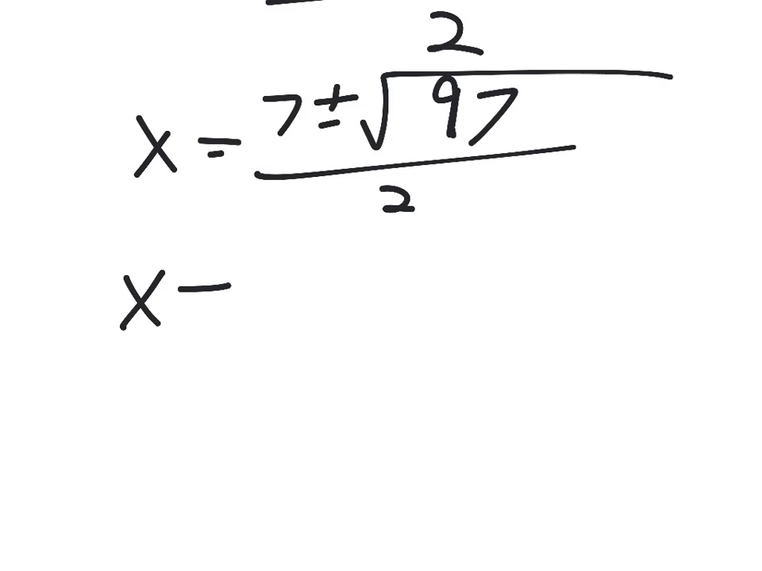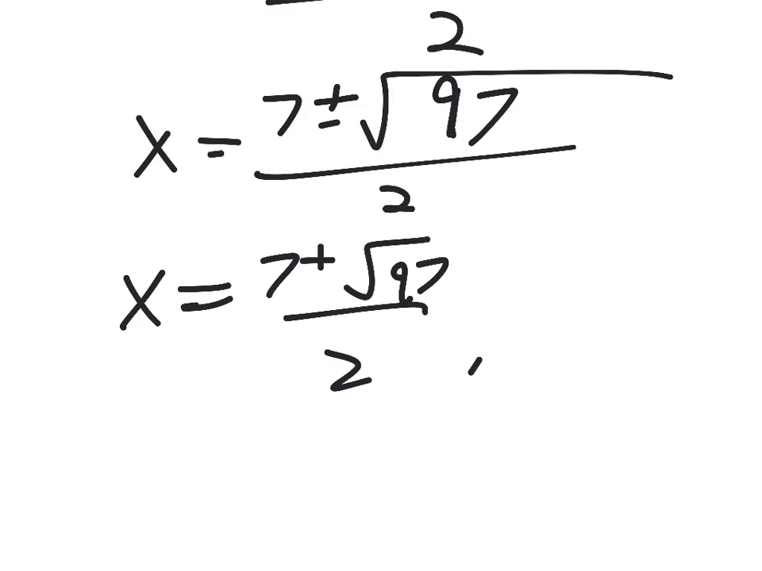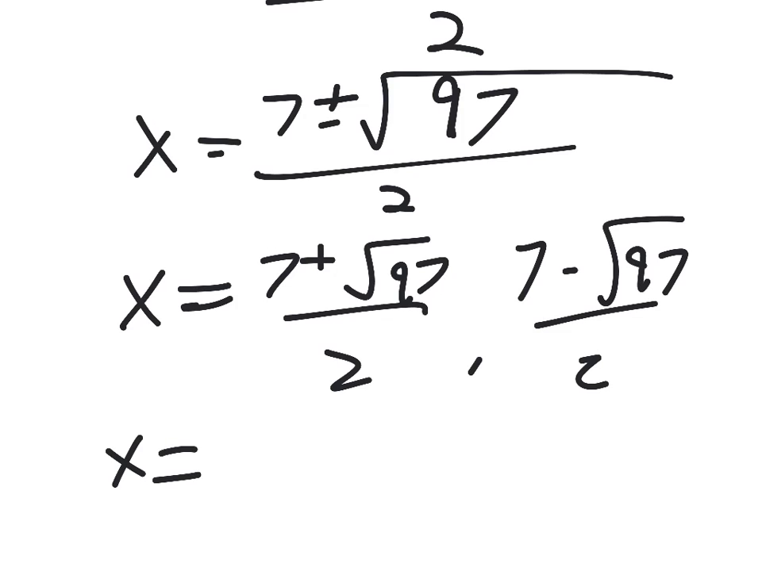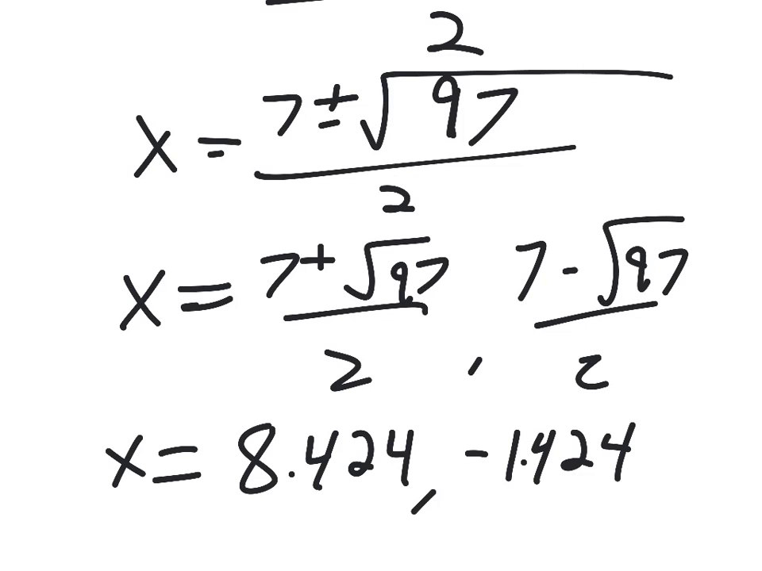We need a calculator to find out what that is. And we do it once for plus. We do 7 plus square root of 97 over 2. And we do 7 minus square root of 97 over 2. So after using a calculator, you should get these two numbers for this one.